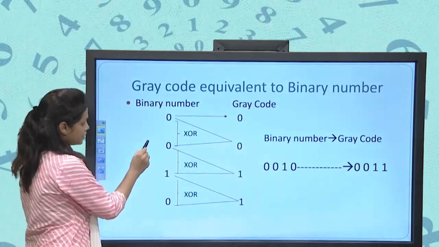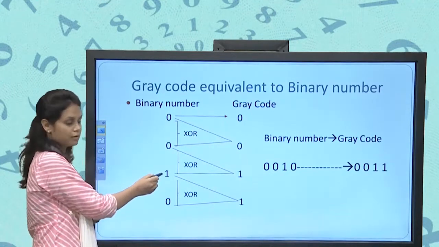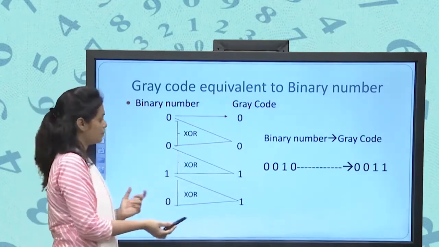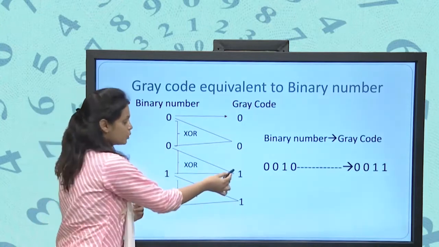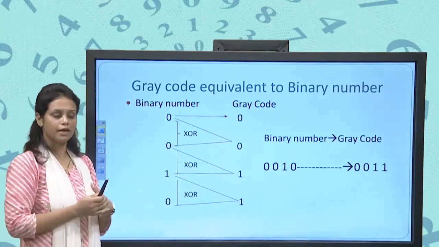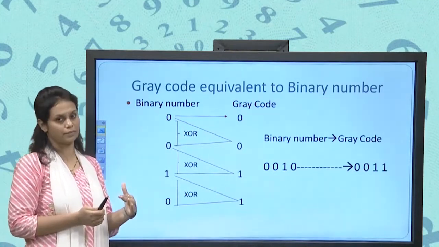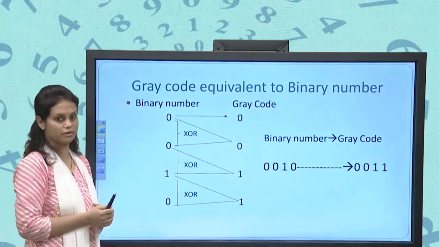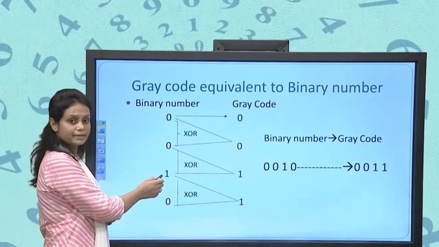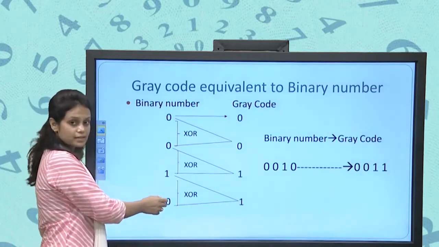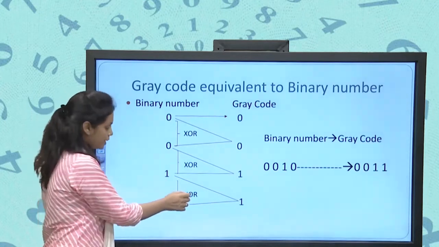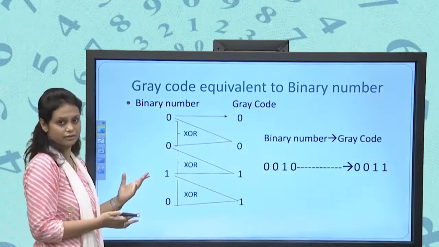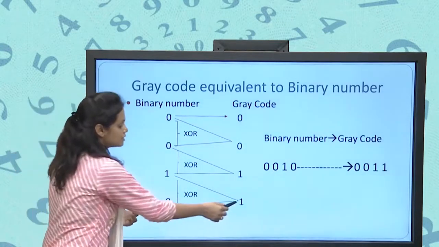Our second bit is 0, third bit is 1. We apply the XOR operation, so the output is 1, obviously, because the bits are different. Now in the next step, again we will make the pair of the third and fourth bit and apply the XOR operation. The third bit is 1, the fourth bit is 0. We make the pair and apply the XOR. The output is 1 because these 2 bits are different.